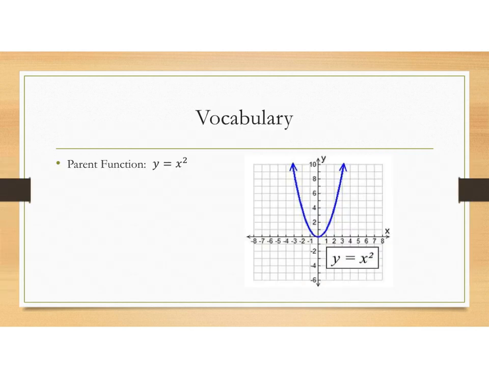One more vocab word is the parent function. Parent function is like the base function before any types of transformations happen. The parent function for quadratics is y equals x squared. You can see it starts at 0, 0 and has just a regular shape of a parabola. We're going to be referring to the parent function, and when we refer to it, we are referring to y equals x squared.